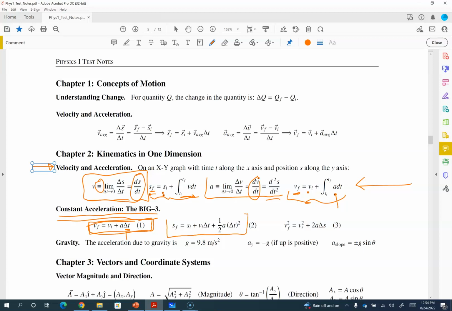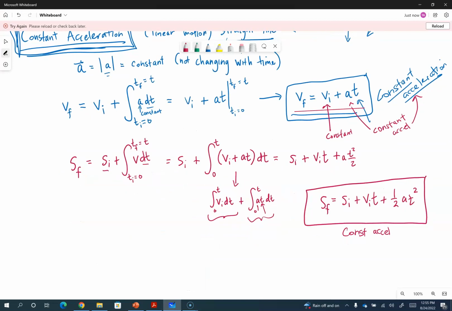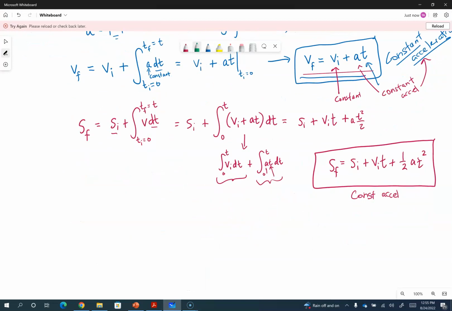The second equation we just derived is right here, but again, instead of delta t, I write t, because I'm assuming our initial time is 0, and t final is however much time has passed. This third equation comes from combining these first two equations together. I will explain that. This is something we're not going to have to derive. We can use that third equation.